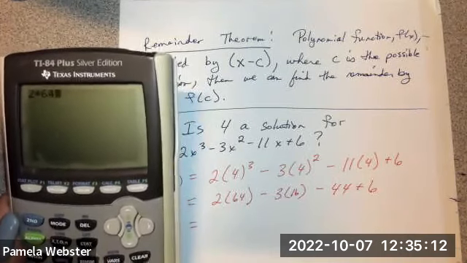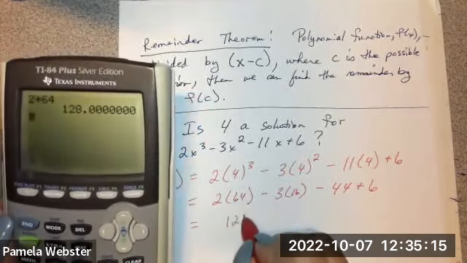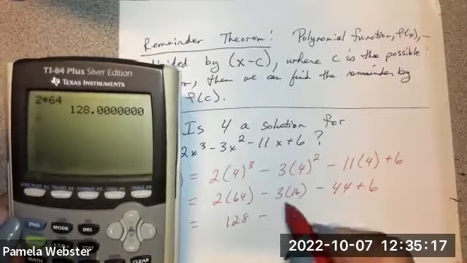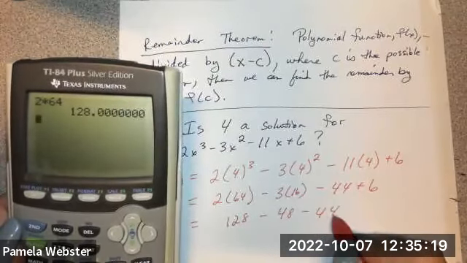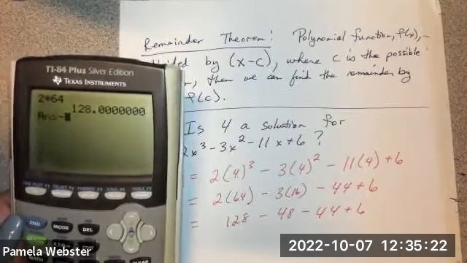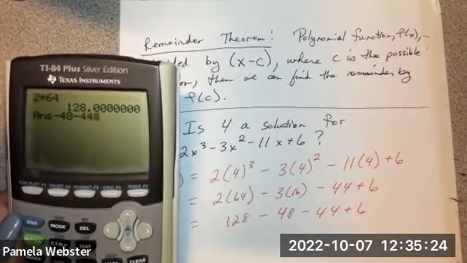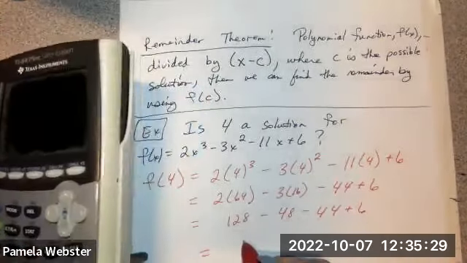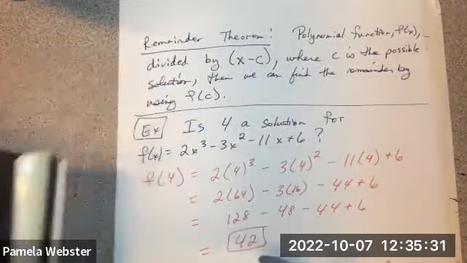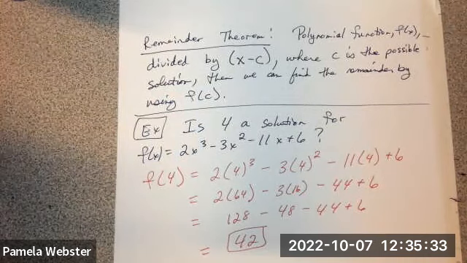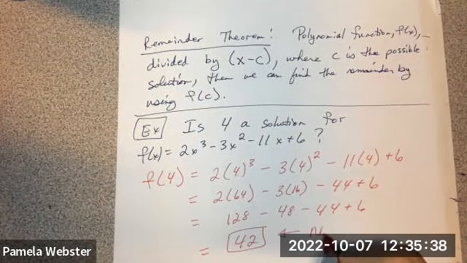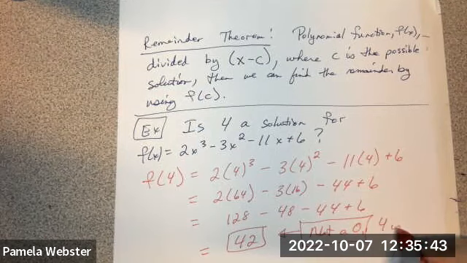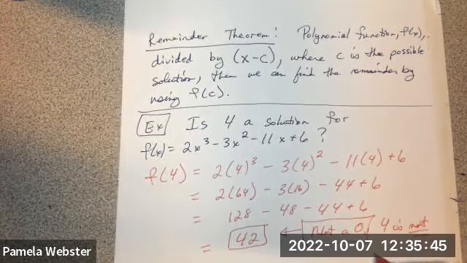2 times 64, well, that's 128, right? Minus 3 times 16 is 48. Minus 44 plus 6. So 128 minus 48 minus 44 plus 6. Okay. This is equal to 42. Okay. I don't really care what the remainder is unless it's 0, right? So this is not a 0, which means 4 is not a solution.